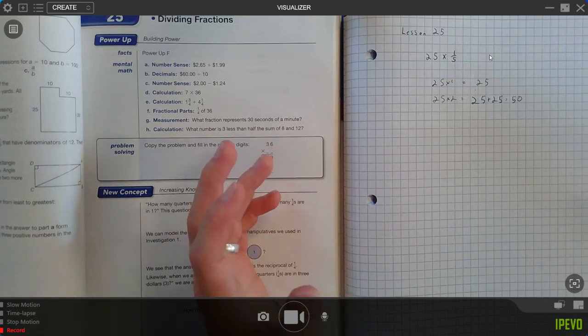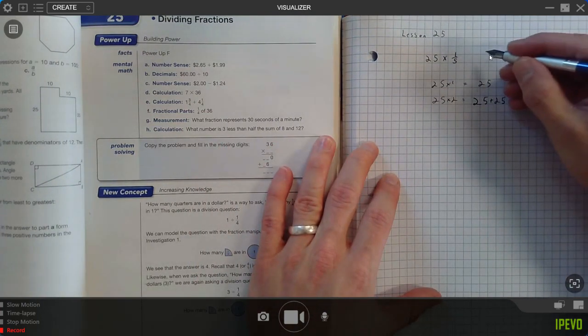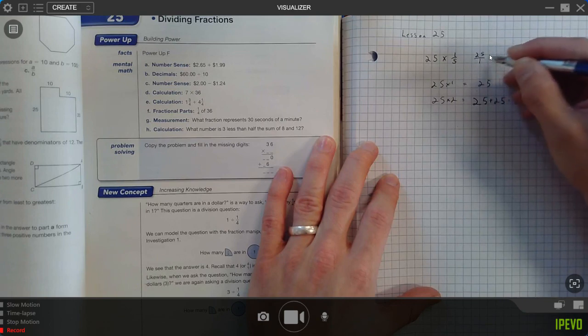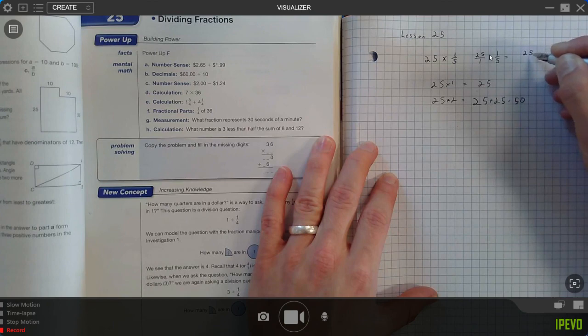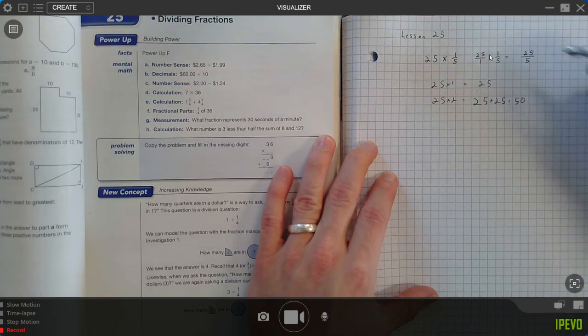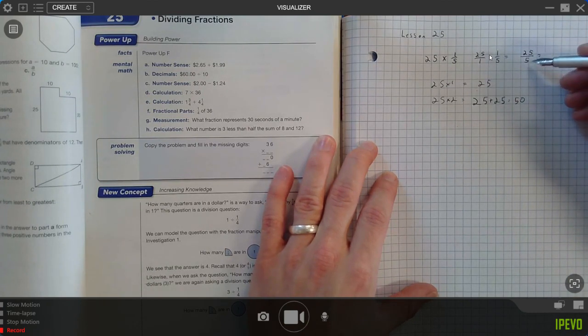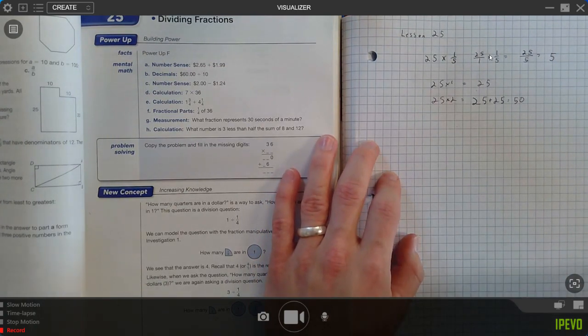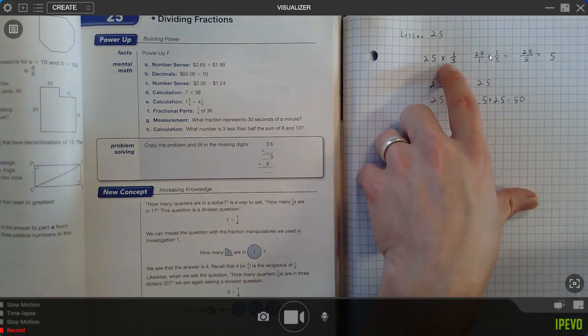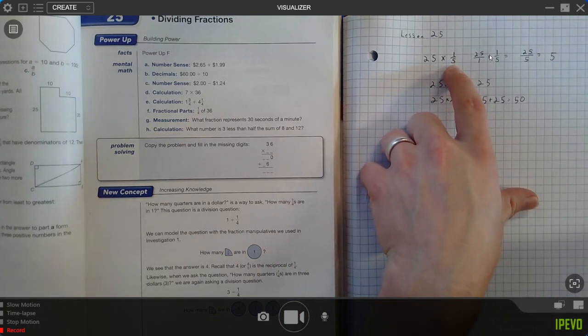I have 1/5 of it, which is the same as 25 over 1 times 1 over 5, which turns into 25 over 5, which is the same as saying 25 divided by 5, which equals 5. Okay? So 25, a number times a fraction is actually a division.